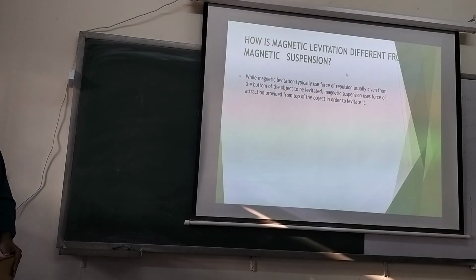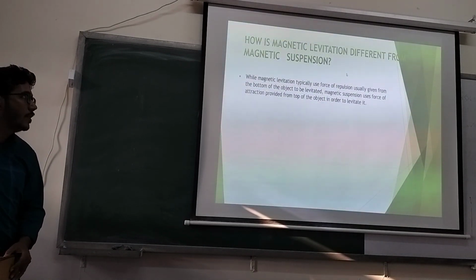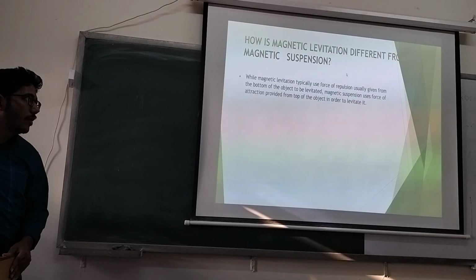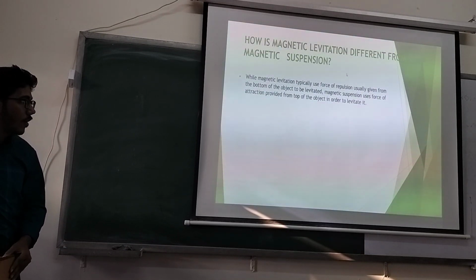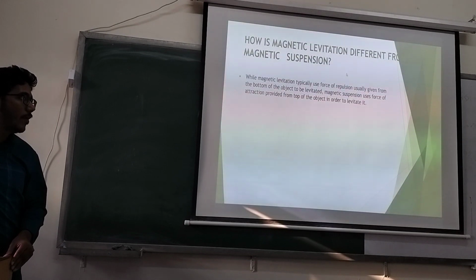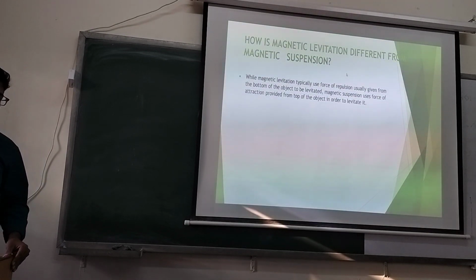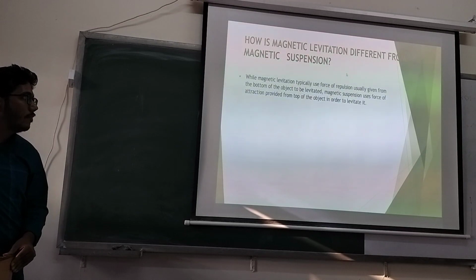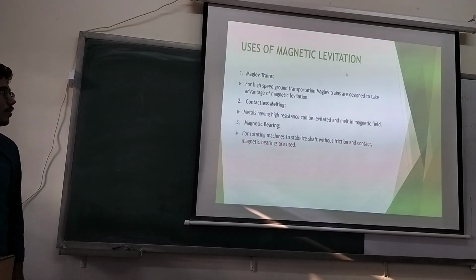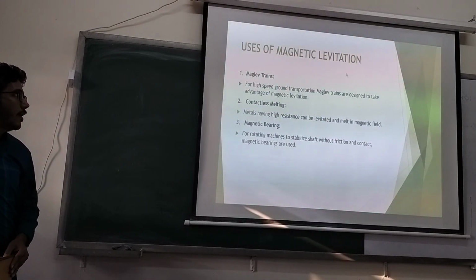So, how is magnetic levitation different from magnetic suspension? In magnetic levitation, we are applying repulsive forces from the bottom of an object, whereas in suspension, we are applying forces from above it, right? So, we are suspending something in the air, and in levitation, we are applying forces from the bottom.